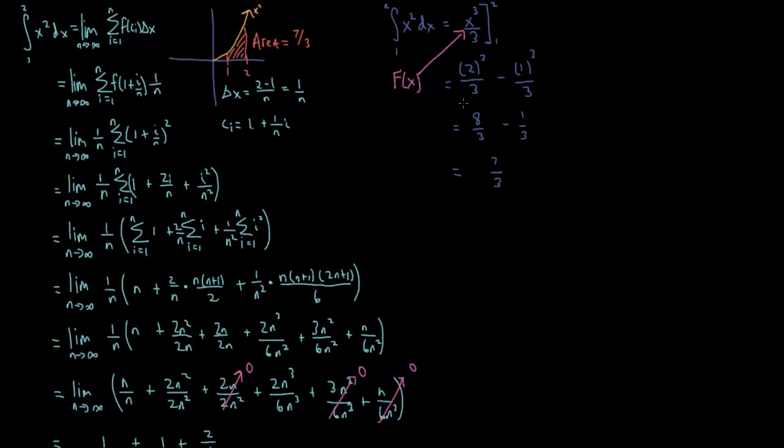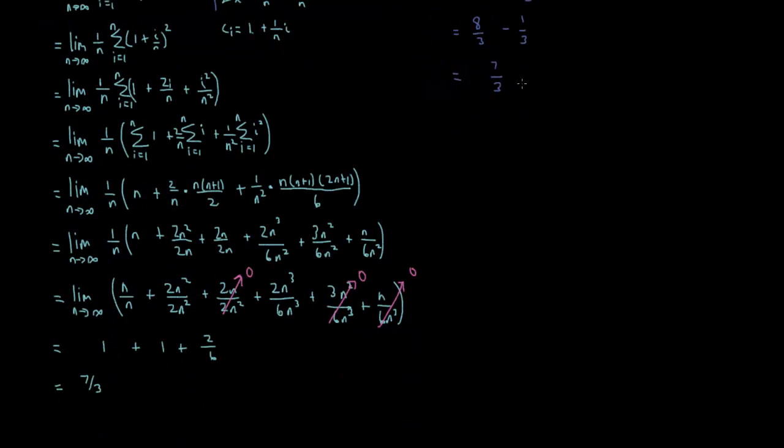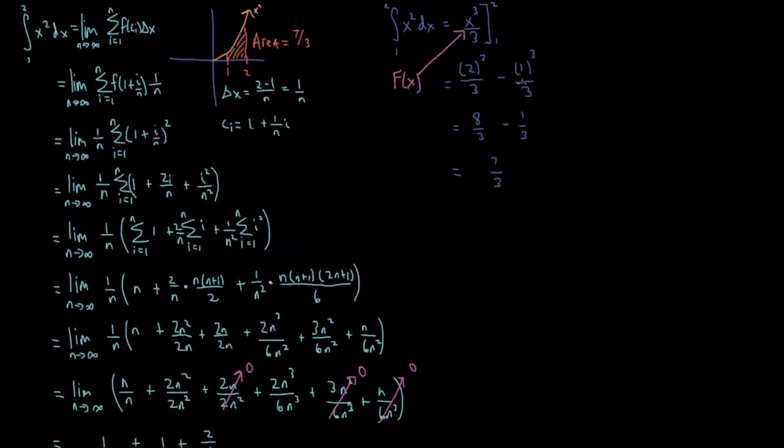In record time, we get 7 over 3. And what do we have down here? 7 over 3. I think that's a much, much nicer way to evaluate a definite integral. Now, to not be disingenuous, that is a pretty easy antiderivative.